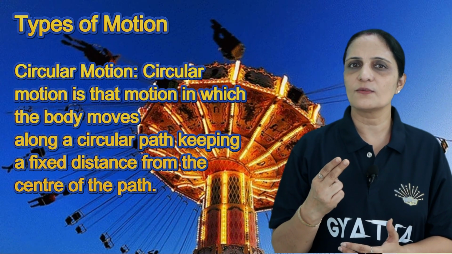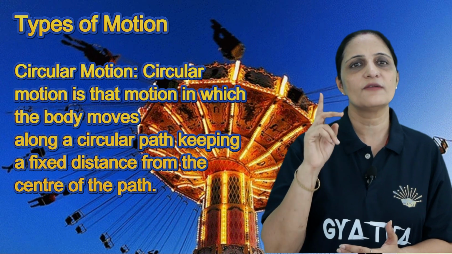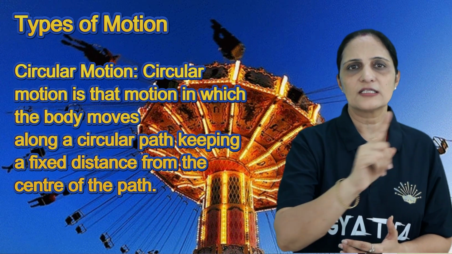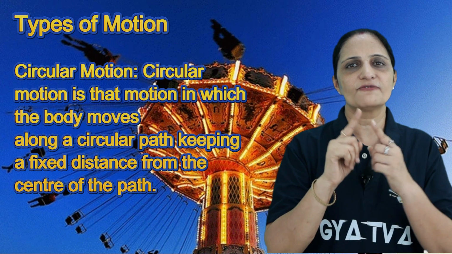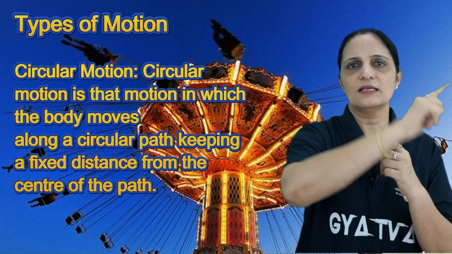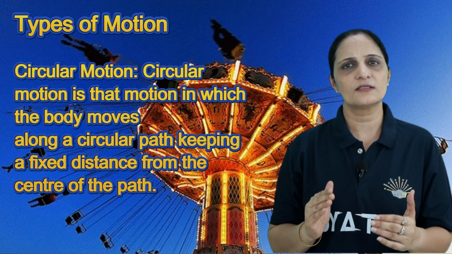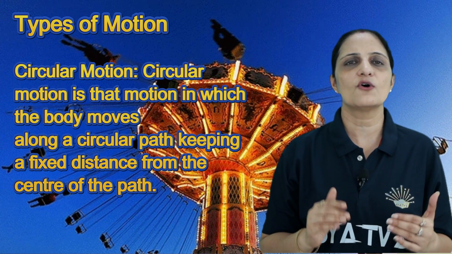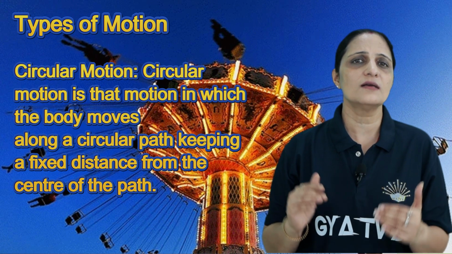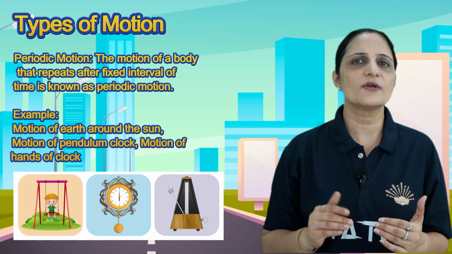Second, circular motion. Circular motion is that motion in which the body moves along a circular path keeping a fixed distance from the center of the path. For example, motion of the moon around the earth, motion of planets around the earth, all these are moving in circular motion. Next is periodic motion.